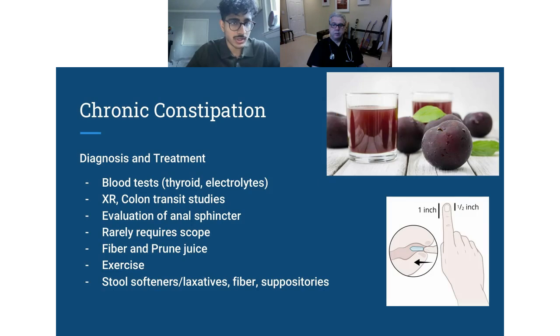Prune juice is a great aid to kind of help them get their bowel movements going. And you can also supplement with exercise and stool softeners and laxatives, fiber and suppositories. And here I just have a picture of prune juice as well as a picture of a suppository being inserted, because I think it's good for parents to know, especially with the younger ones, how to treat chronic constipation.